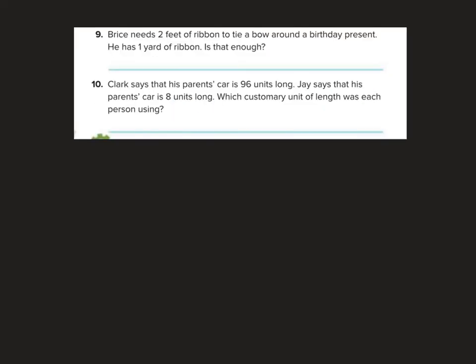Bryce needs 2 feet of ribbon to tie a bow around a birthday present. He has 1 yard of ribbon. Is that enough? Well, we know that 1 yard equals 3 feet. So if he has 3 feet and he needs 2, then yes, he has enough. He has 1 yard, 1 foot extra, actually.